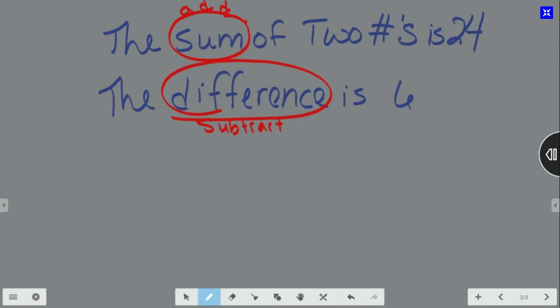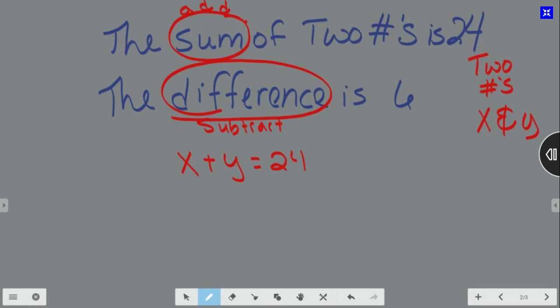All right, now when I say those words, the two numbers, guys, I am talking about X and Y. So when I say the sum of two numbers is 24, that means I need to write X plus Y equals 24. Right? The sum of two numbers is 24. X plus Y equals 24.